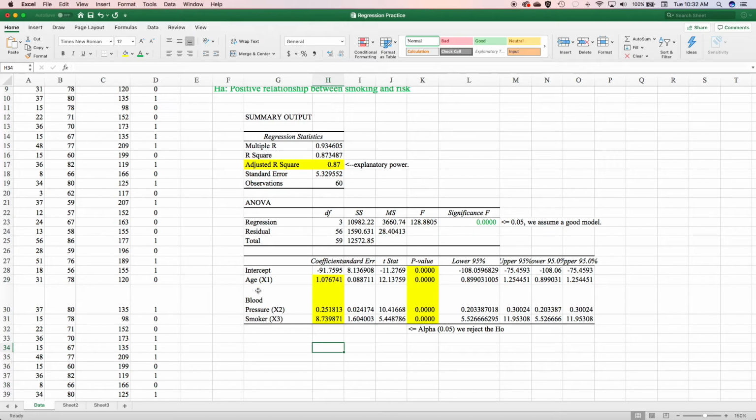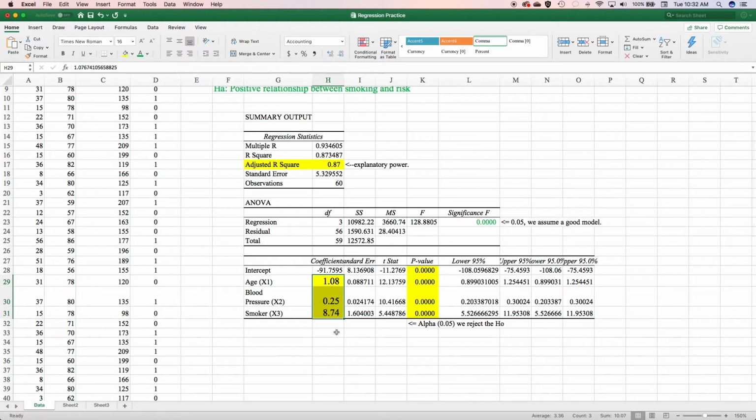As age goes up, if you increase age by 1 year, the risk of a stroke goes up by 1.07 percentage points. If we increase blood pressure by 1 point, then the risk of a stroke goes up by 0.25 points. But if a person is a smoker, then smoking has the highest effect. Being a smoker means the probability, or the percentage point, increases by 8.7 points. So let's round those to 2 decimals to make them easier to read.